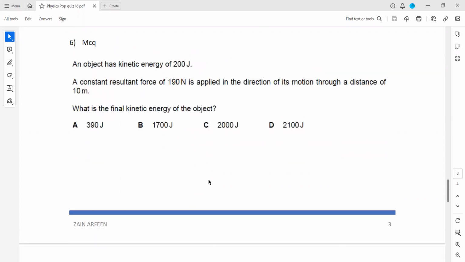An object has a kinetic energy of 200. A constant force of 190 Newton is applied for a 10-meter distance. What is the final kinetic energy? So, for example, there's a moving object.